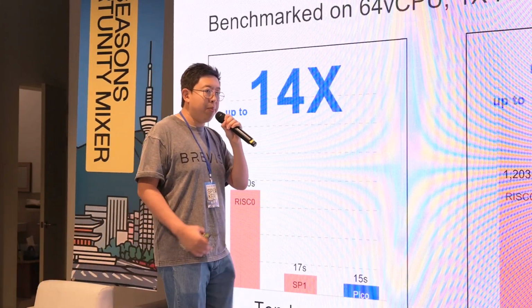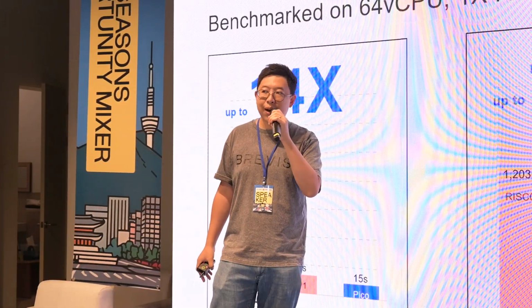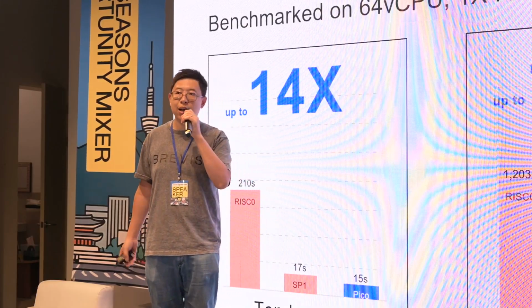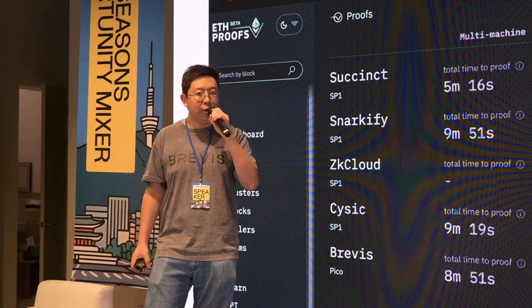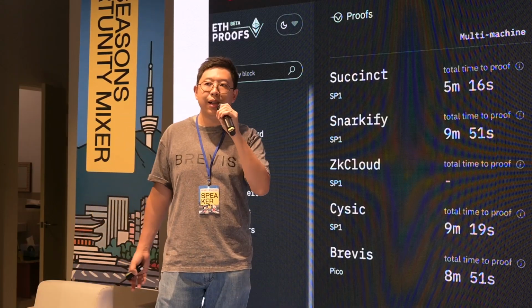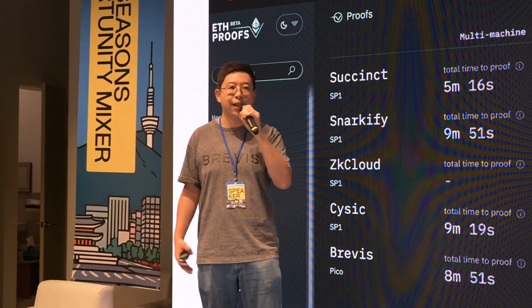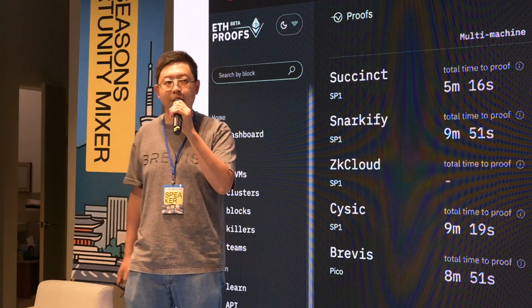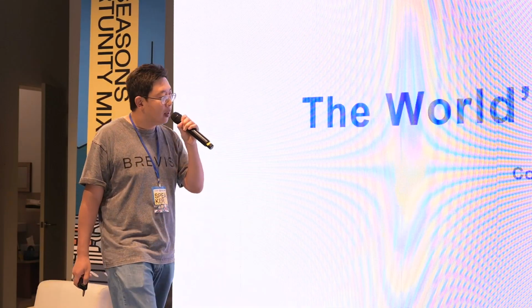So Pico is extremely fast. We basically provide the world's fastest ZK VM on a single GPU that is publicly available today. And you can see this on something called ETH-proof, which is a benchmark site. It's like the equivalent of L2Beat for ZK VMs that shows that we are performing as one of the best ZK VMs out there.